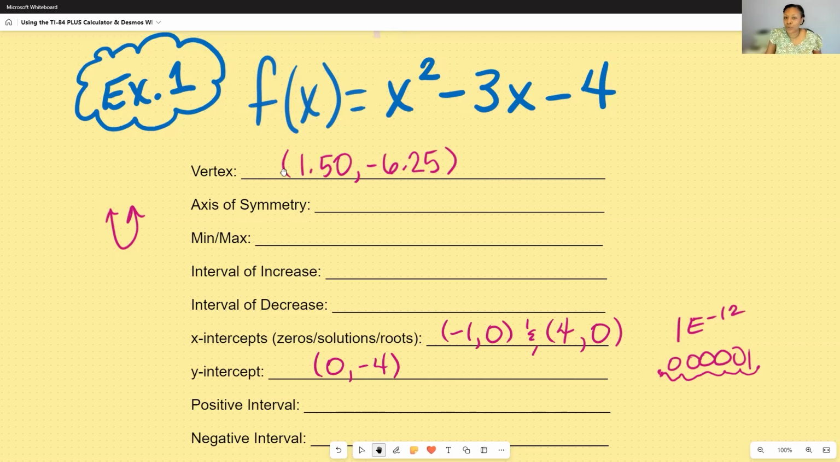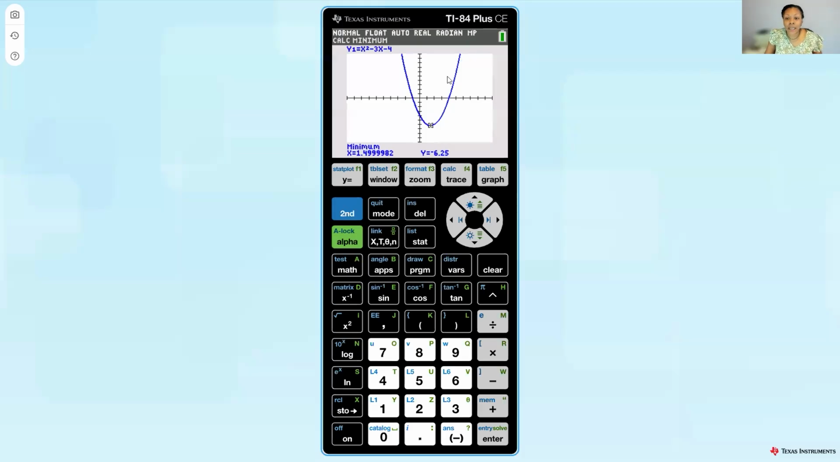The vertex tells you a lot of information. So like my x value is actually my axis of symmetry. I know that because axis has an x in it. So x is equal to 1.50. And what that means on the graph is that at 1.50, if I were to draw a dashed line here, that is going to create symmetry where I can fold that parabola onto itself.